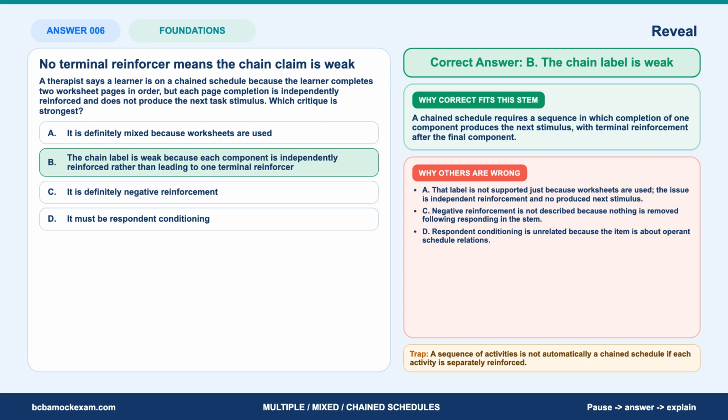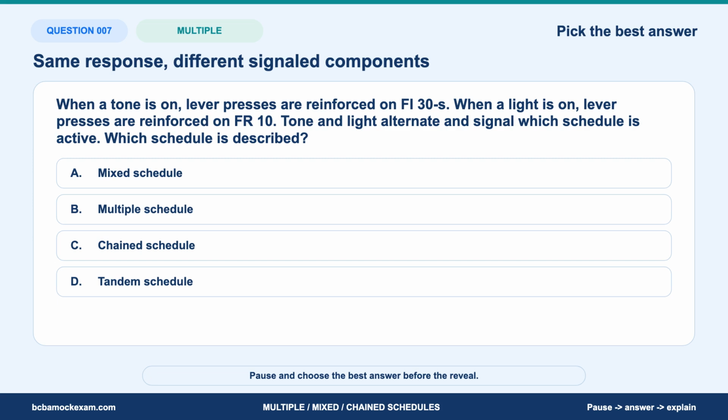Trap check. A sequence of activities is not automatically a chain schedule if each activity is separately reinforced. Question 7. Do not answer from a number of schedules alone. When a tone is on, lever presses are reinforced on FI30S. When a light is on, lever presses are reinforced on FR10. Tone and light alternate and signal which schedule is active.